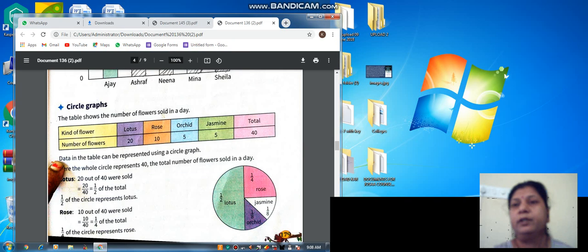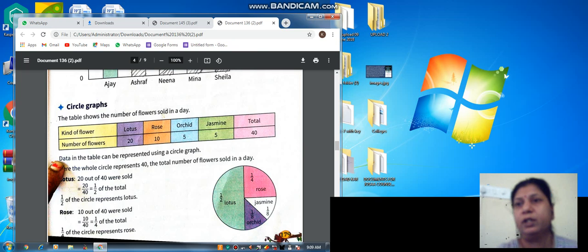When data is represented on a circle, it's called a circle graph. When we represent the given data on a circle, the total will be represented by the whole circle. So each part, we have to represent as a fraction compared to the whole. Suppose here are the total 40 flowers. So we have to compare lotus with 40, and then we represent it on the circle.